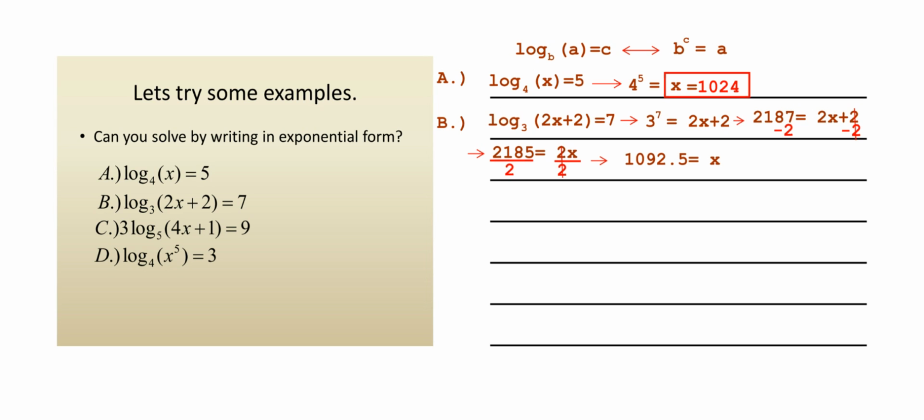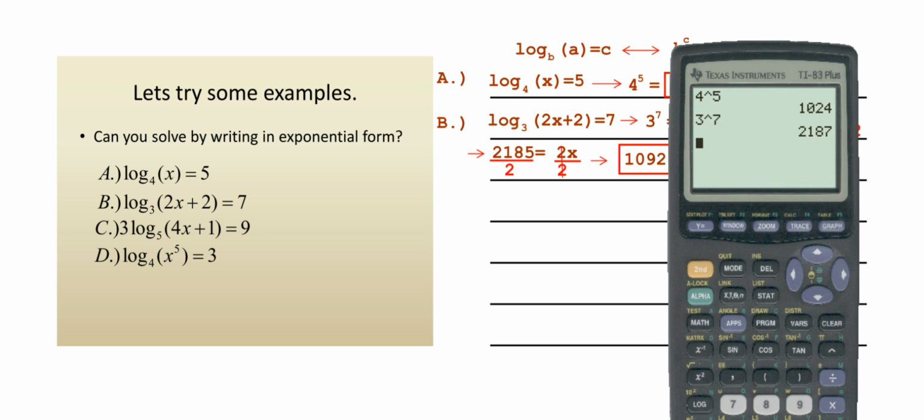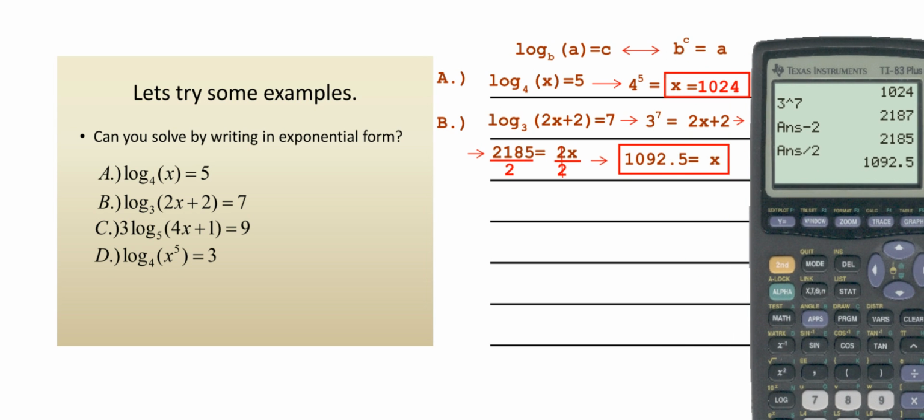You could check with your calculator real quick. 2185 divided by 2 should give you 1092.5 roughly, agreed? And that becomes our x value. So there is our answer. Once again, real quick check: 3 to the 7 gives us 2187, minus 2 will give us 2185, divided by 2 will give us 1092.5, which is our answer there. Agreed?